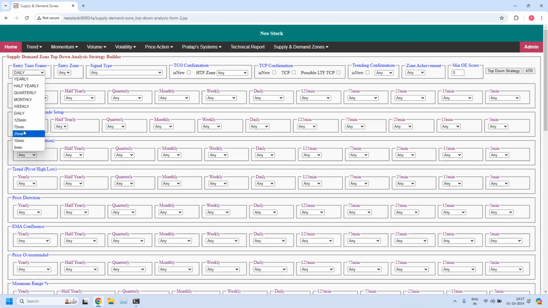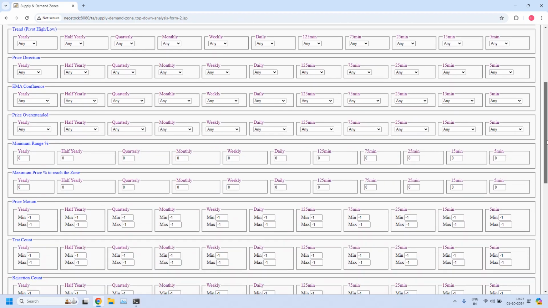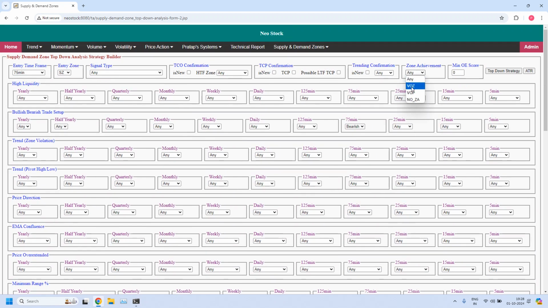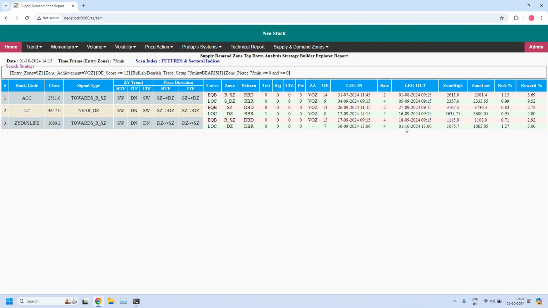Entry time frame 75 minutes, entry zone supply zone. In bullish or bearish trade setup at 75 minutes, I am selecting bearish. The 75 minute supply zone should not be pierced. So in the pierced count at 75 minutes time frame, I am setting minimum value 0, maximum value 0. Zone achievement violated opposing zone, minimum odd enhancer score is 12. And all the 3 filters are applied to 75 minute supply zone.